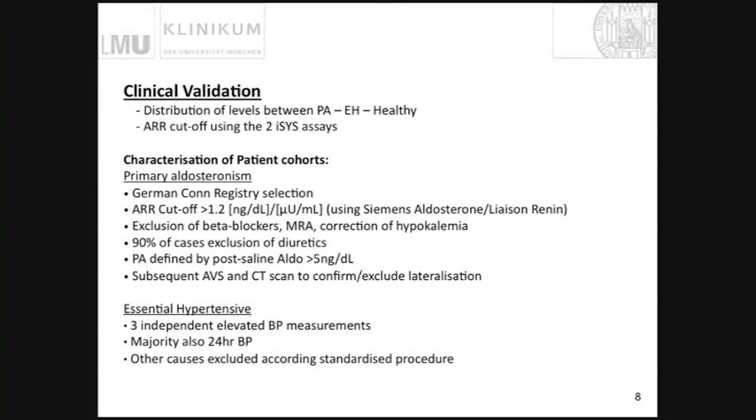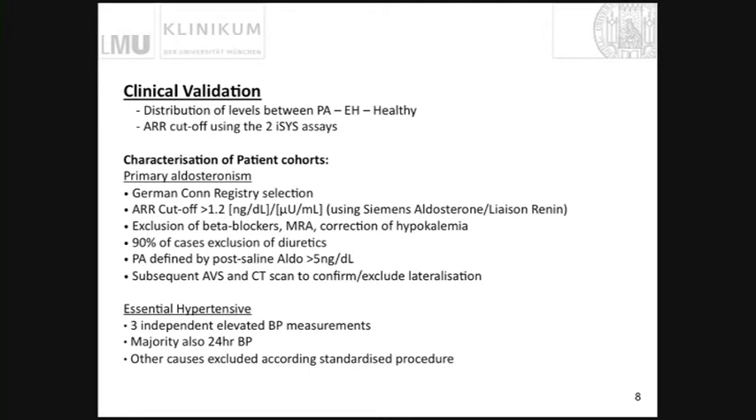Subsequent to the ARR and saline load, adrenal vein sampling and CT scan were carried out to confirm or exclude lateralization. And in the end, we had approximately 50% of each, aldosterone-producing adenomas and bilateral hyperplasia, in this primary aldosteronism group.